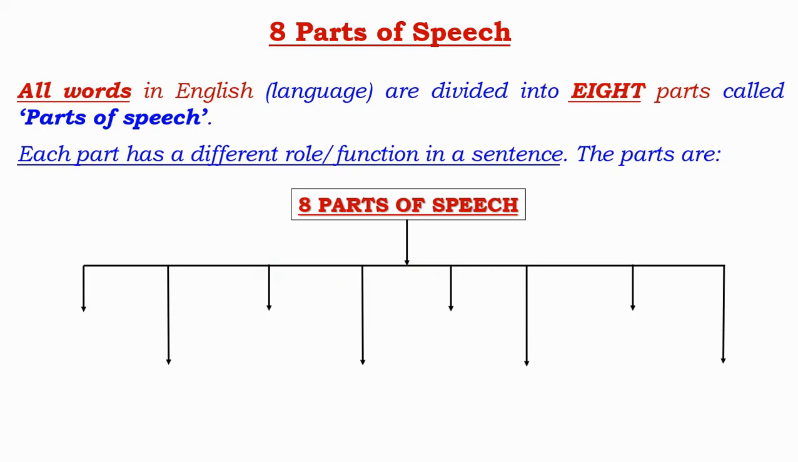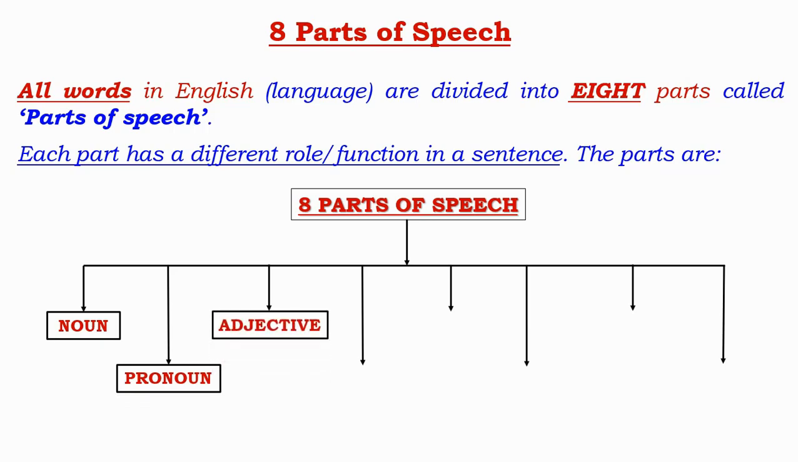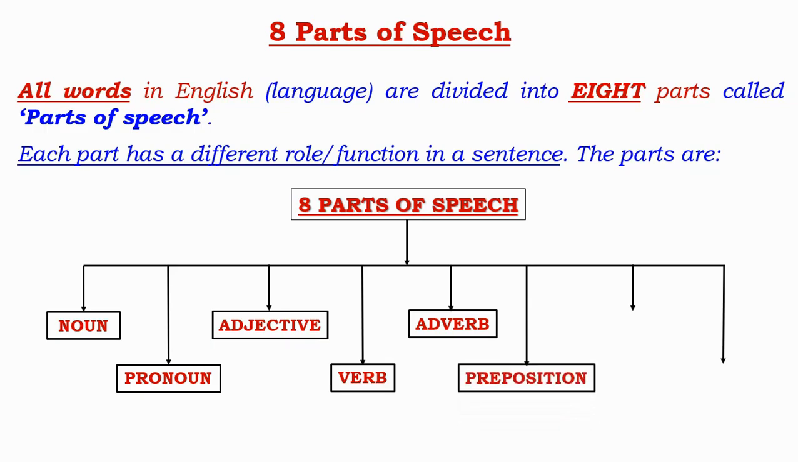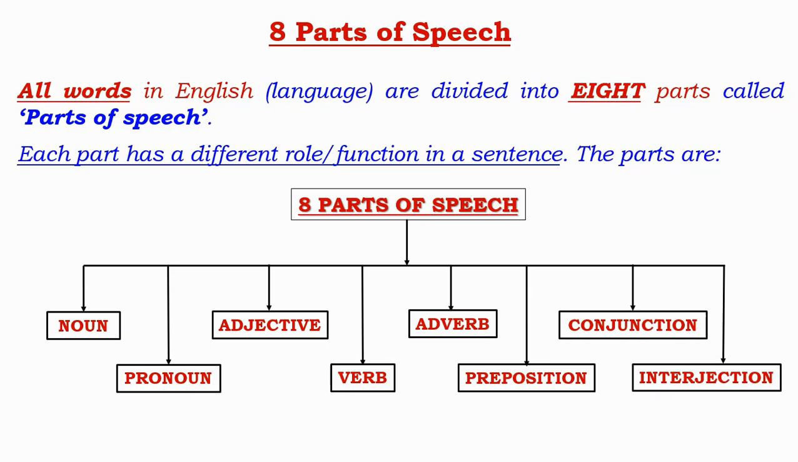Parts of speech are divided into 8 parts, where each part plays their own but different role. The parts of speech have different names and they are: number 1, noun; number 2, pronoun; number 3, adjective; number 4, verb; number 5, adverb; number 6, preposition; number 7, conjunction; and number 8, interjection. I will explain to you one by one what role and function these named parts of speech perform.